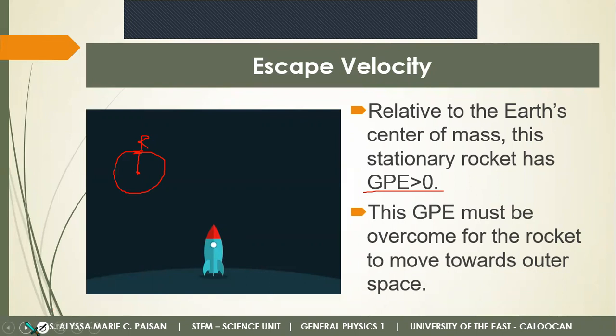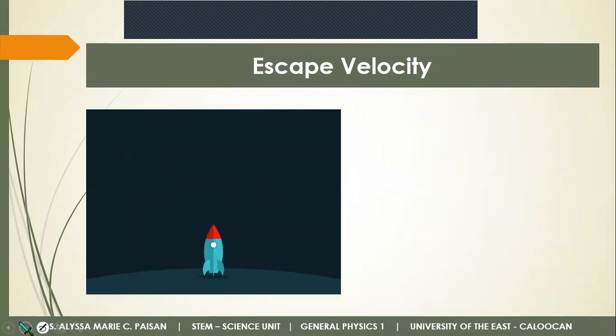The rocket now possesses gravitational potential energy, and this energy hinders the rocket from escaping the gravitational pull of the Earth. So, kailangan yun yung ma-overcome natin, the gravitational potential energy. Paano? How do we overcome the gravitational potential energy?